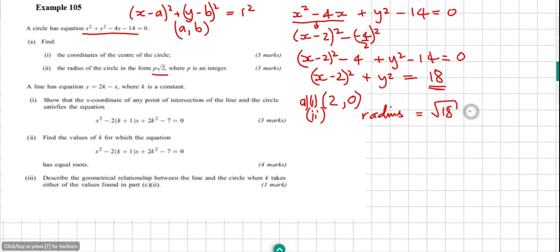And I can deal with it in the manner of dealing with surds. So I'm looking for a square number that I can take out. So I can see that I can factorize it as being root 9 root 2, and the 9 being the square number, and then obviously the square root of 9 is 3, so it's 3 root 2. And so we've done it because p is equal to 3. So that's the first part, part A, completed.